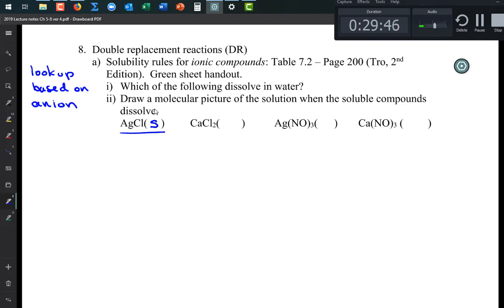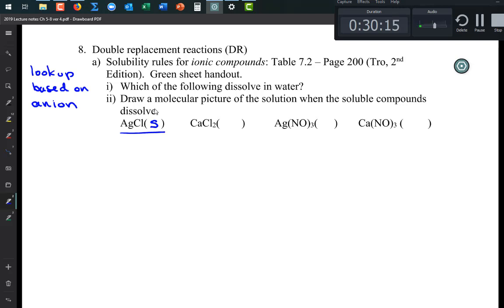So like the molecular pictures, to draw a molecular picture of the solution when the soluble compounds dissolve, you wouldn't draw one here because it doesn't dissolve. It'll just all sit in the bottom of a beaker. If you took silver chloride and threw it in water and stirred it around, it'd be cloudy for a while, then all that cloudiness would settle to the bottom. And if you held it to the light, it would turn purple. Cool, actually.